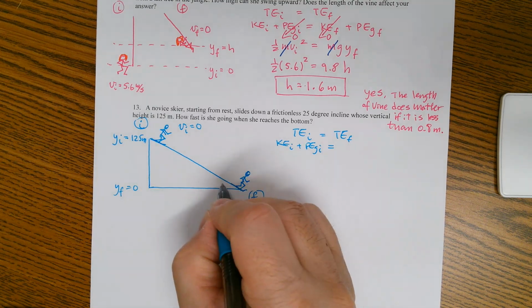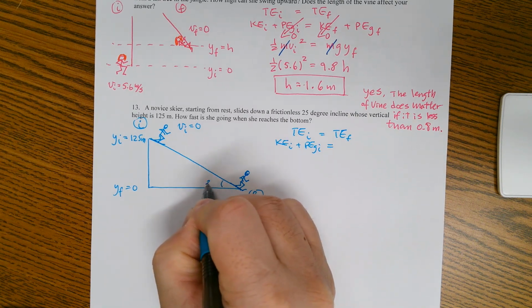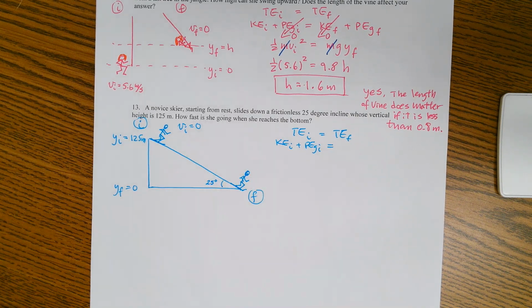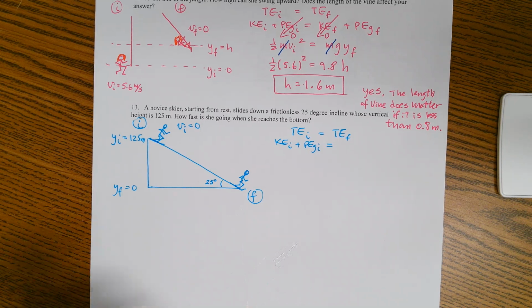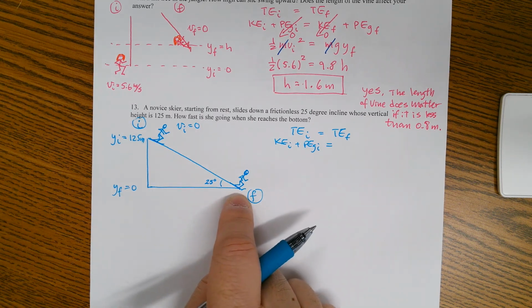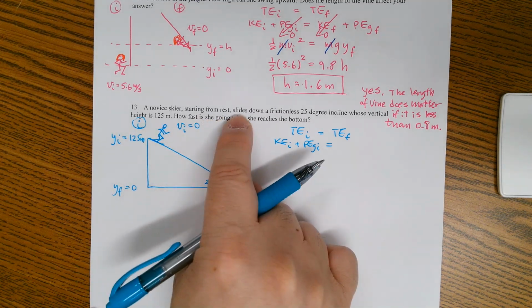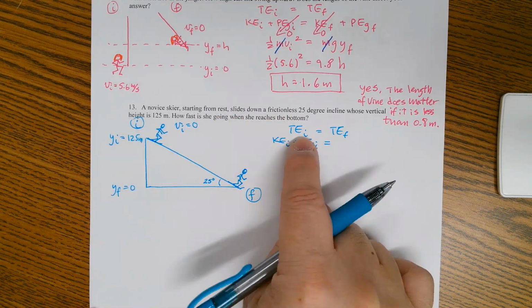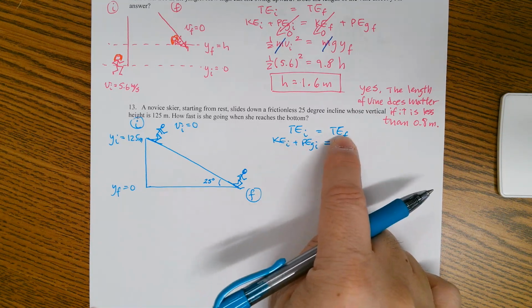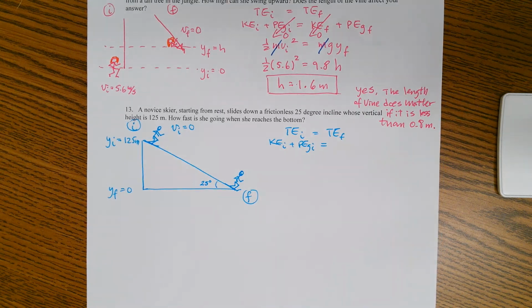As far as this 25-degree angle, how much does that really matter? Well, let's find out if it matters or not. So they want to know how fast she's moving when she's at the bottom of the slope. So you have to ask yourself these questions. Initial condition: since there's no work done by friction, because it's frictionless, total energy initial must equal total energy final.